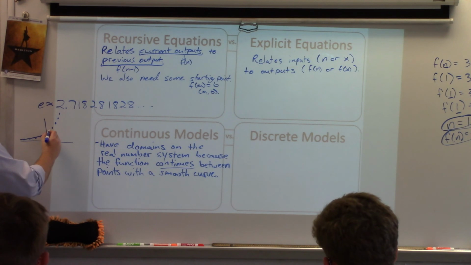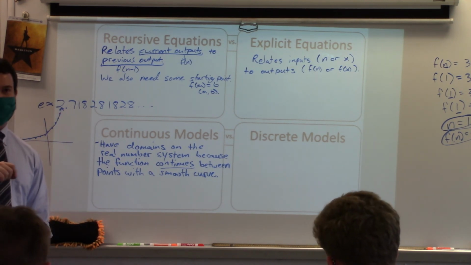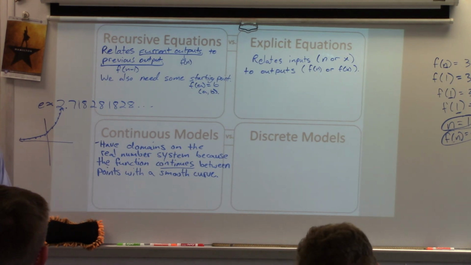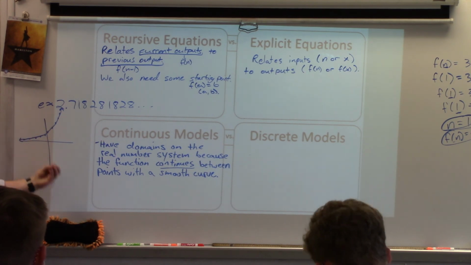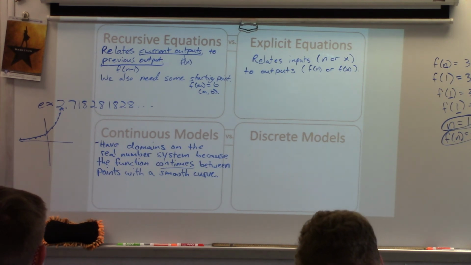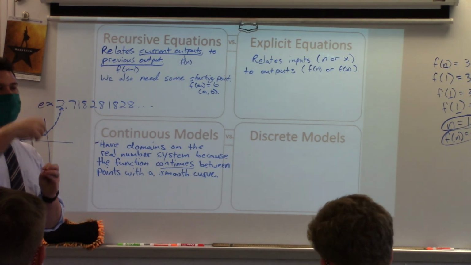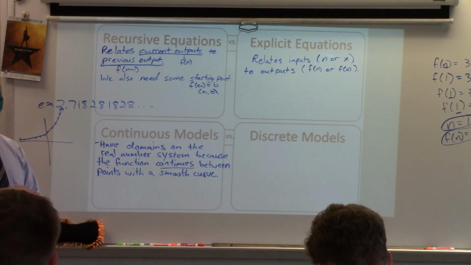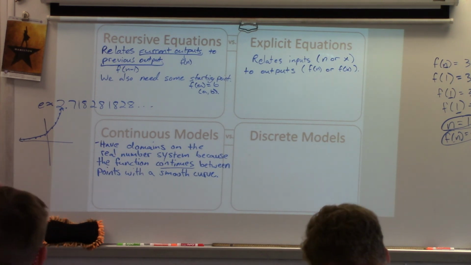With a smooth curve. Now, remember earlier how we were talking about a square is a type of rectangle, but a rectangle is not necessarily a type of square, right? A line is a type of curve, but a curve is not a type of line. Because a line is strictly defined as having that additive rate of change, right? A curve doesn't necessarily have to have an additive rate of change. Okay, so that's a good example of a continuous model.